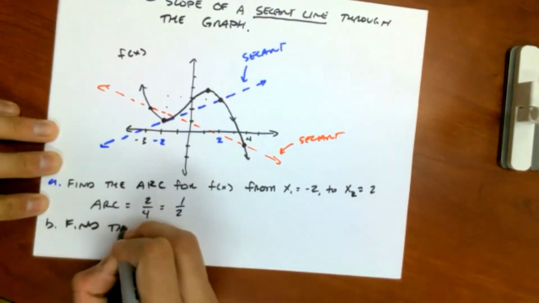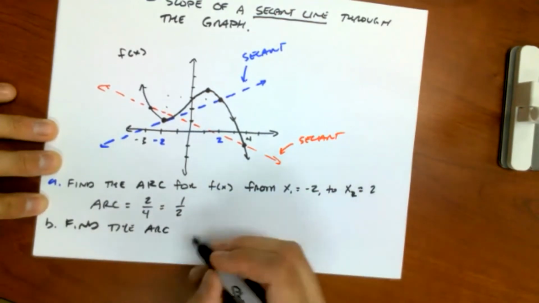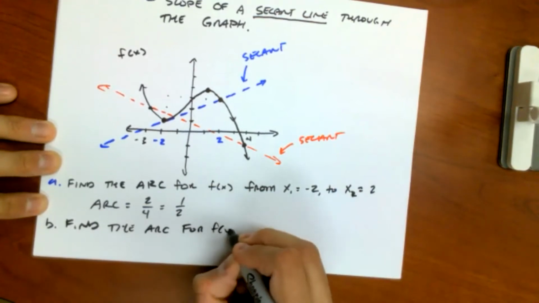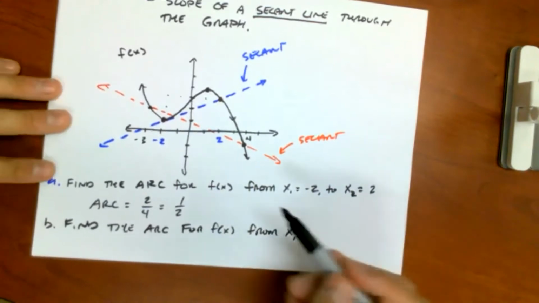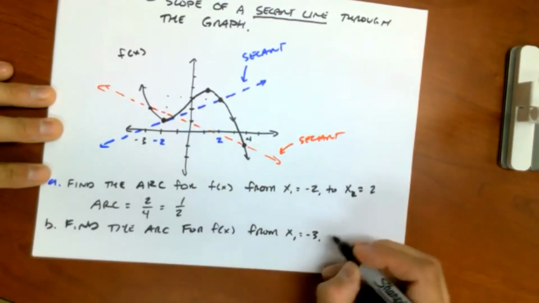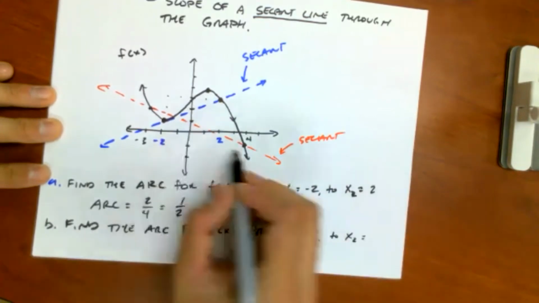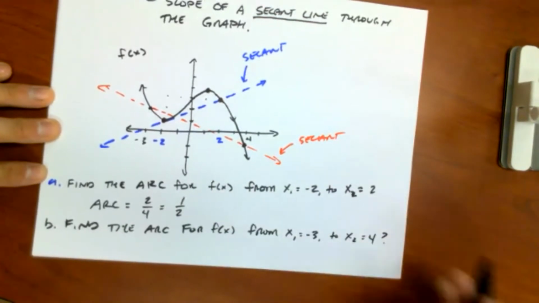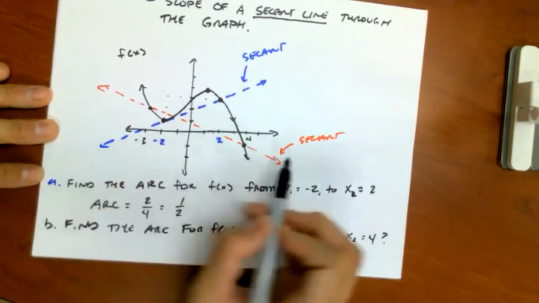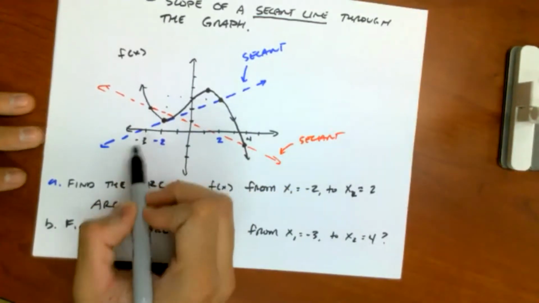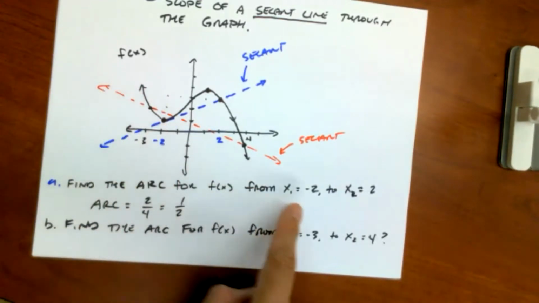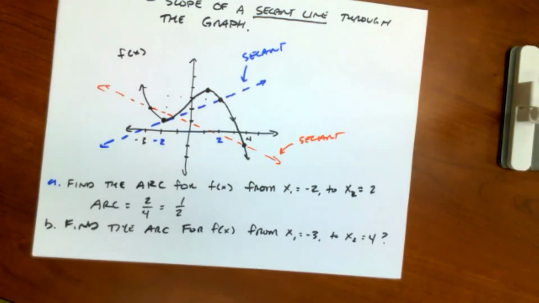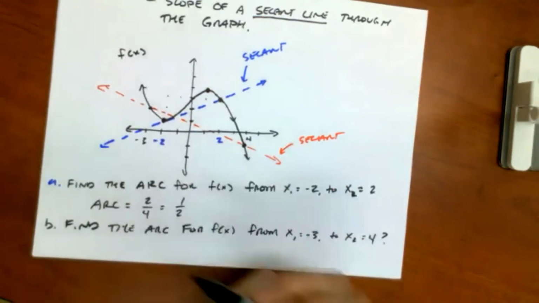Find the average rate of change for f of x from, now our x1 and x2 are going to be different. x1 here is going to be -3, and x2 is going to be 4. And notice this average rate of change is just the slope of this secant line. It's going to be negative, right? As we go to the right, we're decreasing.